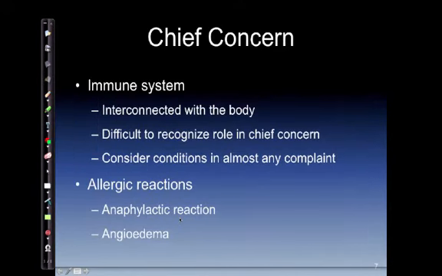Chief concerns: the immune system is interconnected with the body, and it is difficult to recognize its role in the chief concern. The reason being is because some of the symptoms initially can be like abdominal pain might be one of them, or upset stomach. We are not really thinking that they're having an allergic reaction whenever we get symptoms like this. Consider the conditions in almost any complaint. As far as allergic reaction goes, they are a result of an inappropriate or excessive response of the immune system.